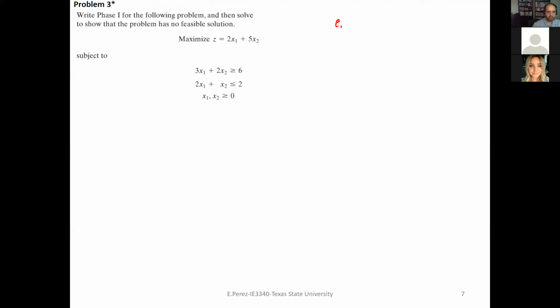So first, let's set up this constraint into standard form. So we have 3x1 plus 2x2 minus e1. And then we are going to need an artificial variable here, r1 equals 6. And then we have 2x1 plus x2 plus s1 equals 2. Okay, so those are the constraints in standard form.